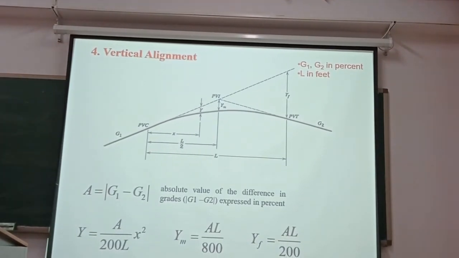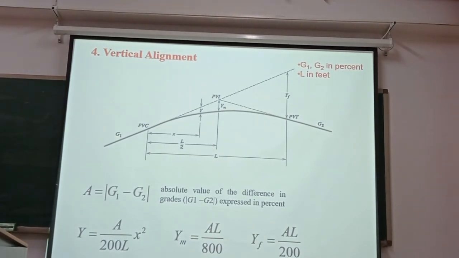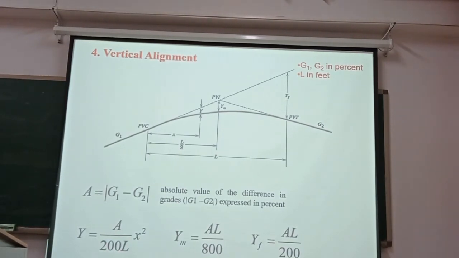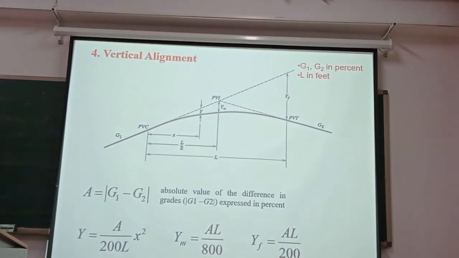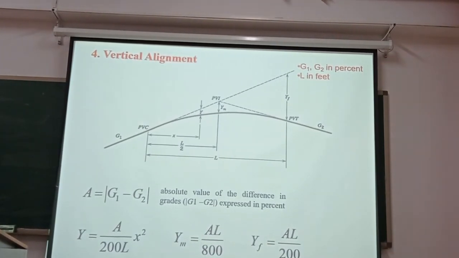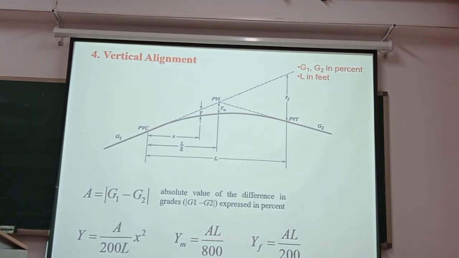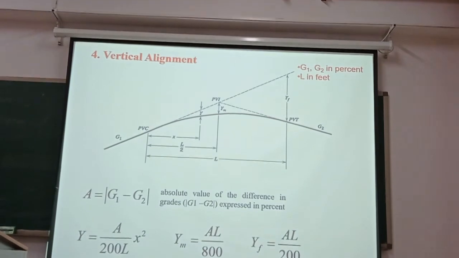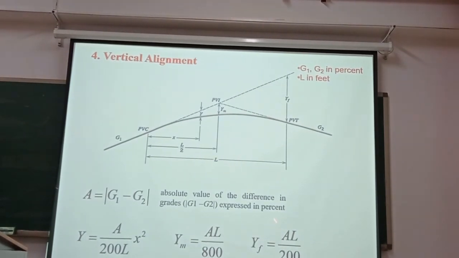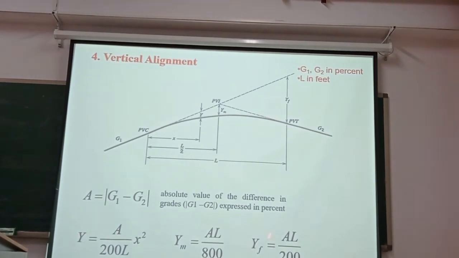So, question. These figures 200, 800, and 200, are they fixed figures? Yes, they are fixed, so we cannot change them. It's 200, 800, and 200. So when we know L and then G1 and G2, we can get y, ym, and yf.